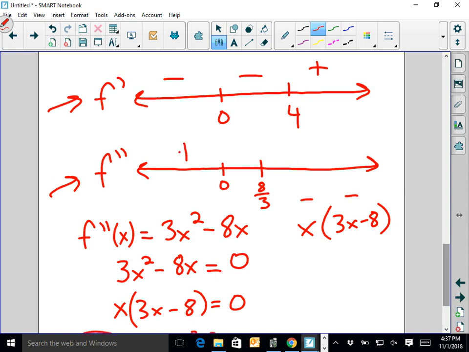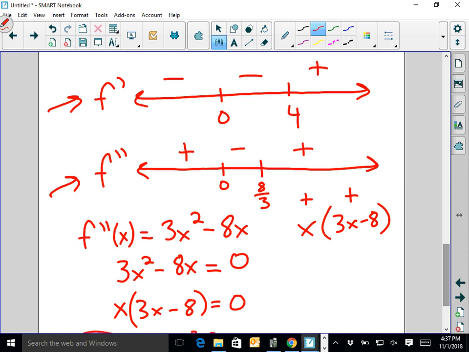Now I'm going to check the number 1. 1 is between 0 and 8/3. That switches this first term to a plus. 3 times 1 minus 8 is still a negative. Positive times a negative is a negative. And then I want to choose a number bigger than 8/3. I'll choose 10. 10 is positive. 3 times 10 minus 8 is positive. So I know my region out here is plus.